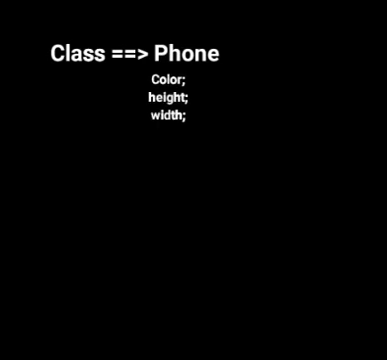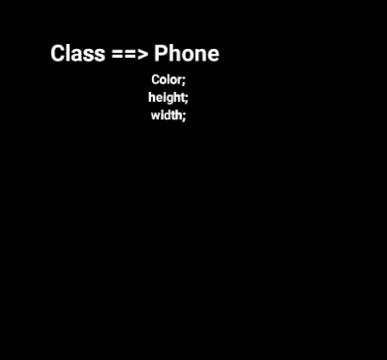So with context to programming, a class is like a blueprint from which all objects are made. So you can define a class with attributes, for example, a class of cell phone. And every cell phone has a color, right? That would be an attribute of that class. And also every cell phone has a height and it has a width. Those would also be attributes of that class.